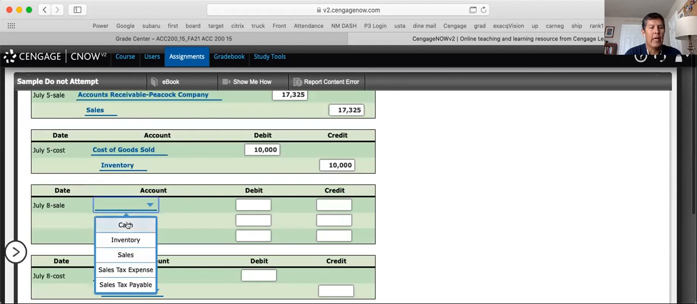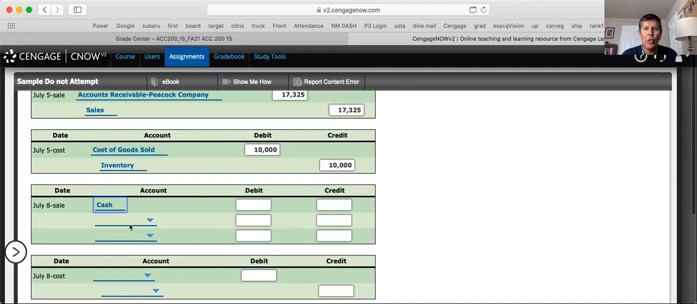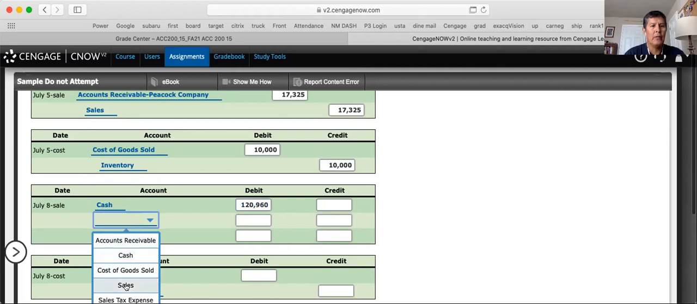So we receive cash now. Keep in mind, even though the customer used a credit card, we record it as cash, unless we create an account for them, then we would say accounts receivable. So $120,960, and that was when we took our $8,960 plus our $112,000. Of that $120,960, $112,000 is going to sales.